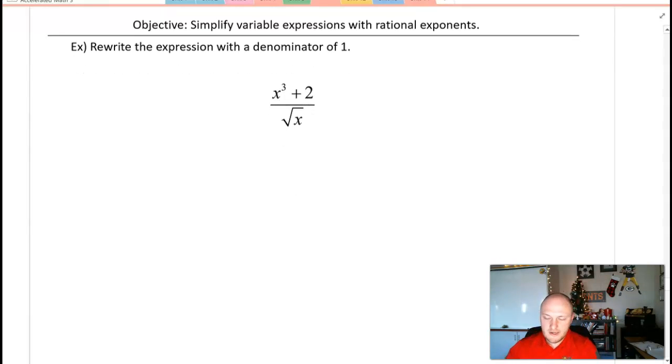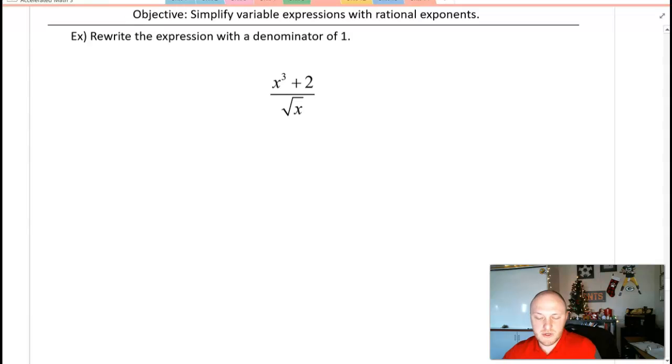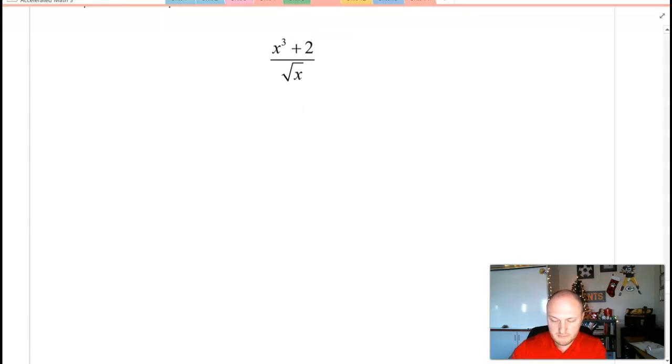All right. So what we're going to go ahead and do now is look at problems where they want you to rewrite the expression with the denominator of 1. And this kind of goes with rationalizing a denominator. And this is also going to be useful next year in calculus when you have to simplify some expressions before you do calculus stuff. So the first thing that we want to go ahead and do, step 1, is you want to rewrite the denominator in rational exponent form.